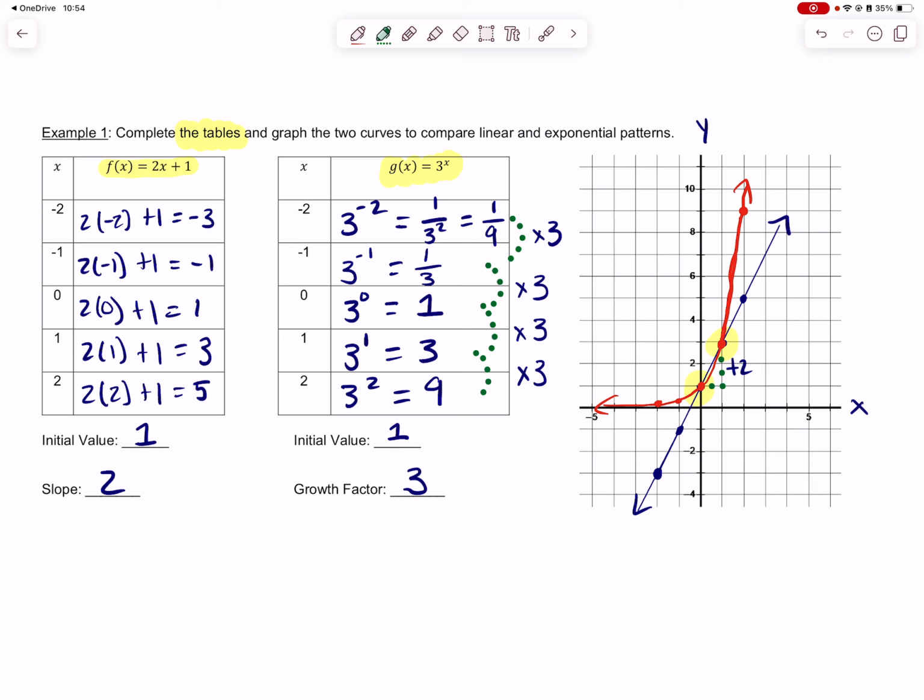If we go from this second point here at 1, 3, we're going to have to multiply that y value by 3 to get up to that next y value of 9. So we are just repeatedly multiplying by the same number. And that's the most basic explanation that we have for our exponential models, that we are repeatedly multiplying by the same value, and that value is our growth factor, or decay factor if it's decaying.